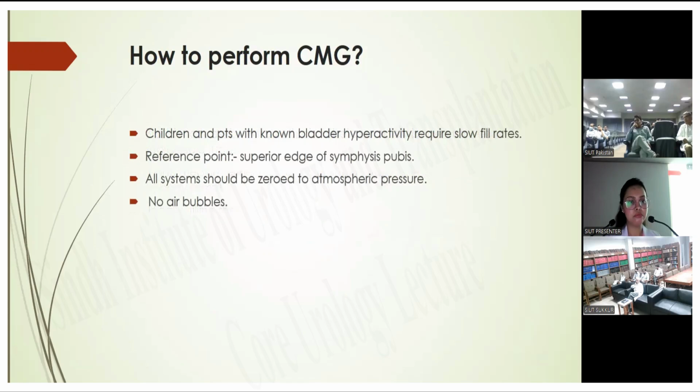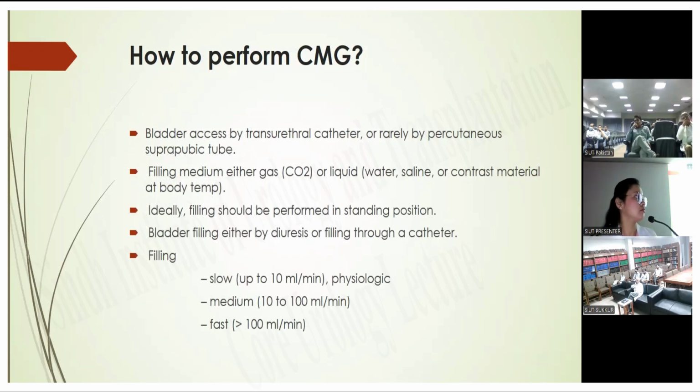Before starting the filling, empty the bladder. There should be no urine before the filling phase starts. So if the patient can void, you must perform a UFM or check the post-void residual. If the patient cannot void and has a catheter, you must empty the catheter. So before starting the filling, the bladder must be empty.